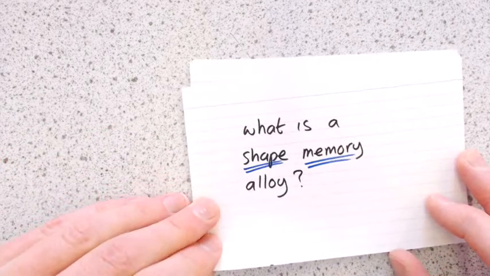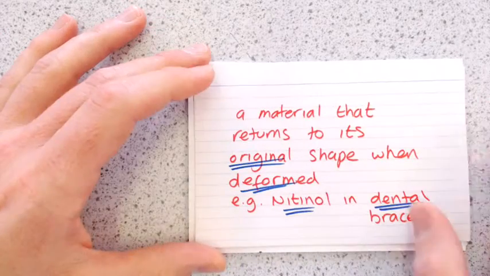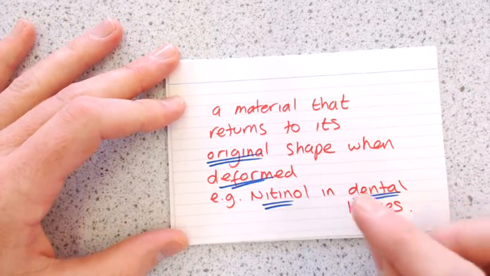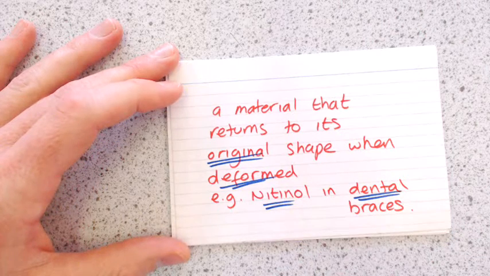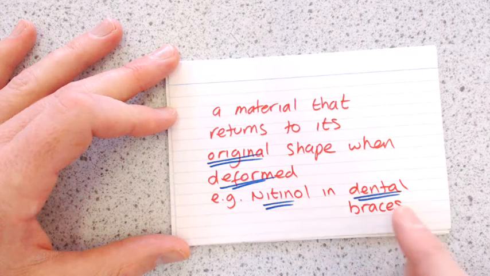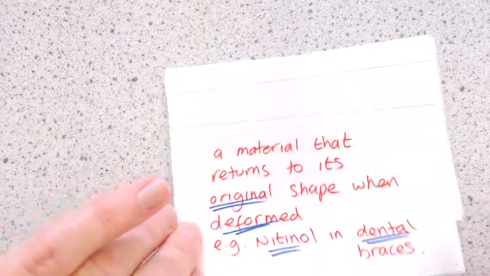What is a shape memory alloy? It's a material that will return to its original shape when it's been deformed. So you change its shape, and eventually it will go back to its original shape. One example of this is a material called nitinol, which is used in dental braces.